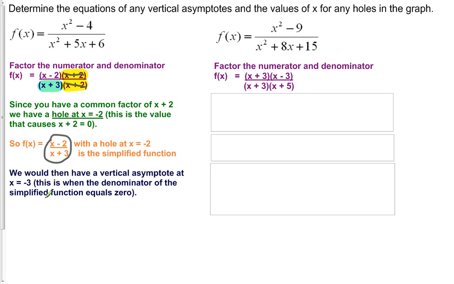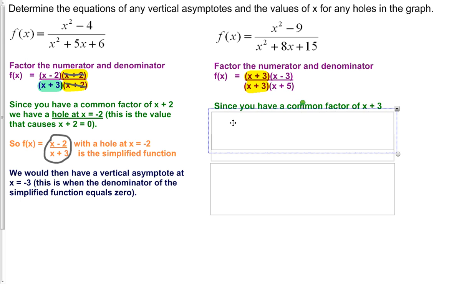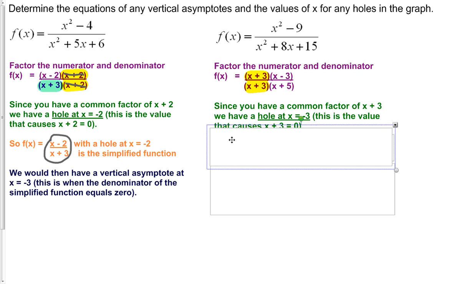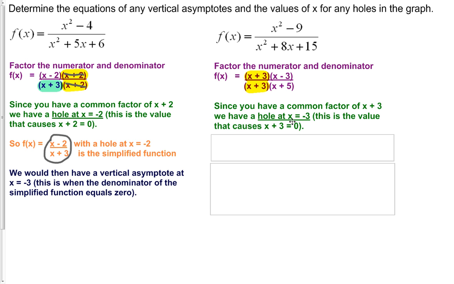Once you do that, you look for things in common. In this case, we have a common factor of x plus 3. Once we have our common factor, we know that we can identify a hole at that area. And that hole is going to occur when that common factor goes to 0. So in this case, the hole is at x equals negative 3.